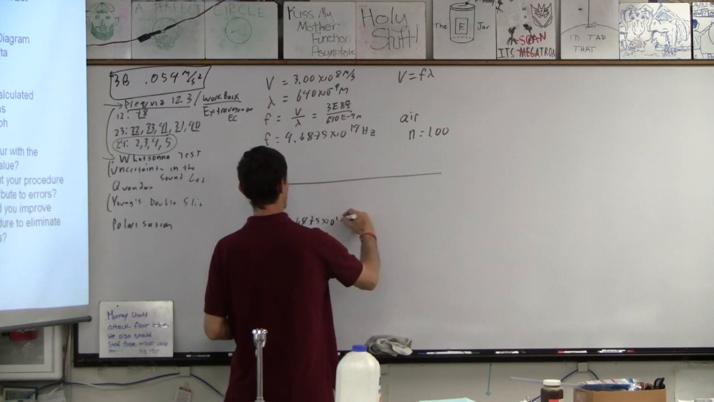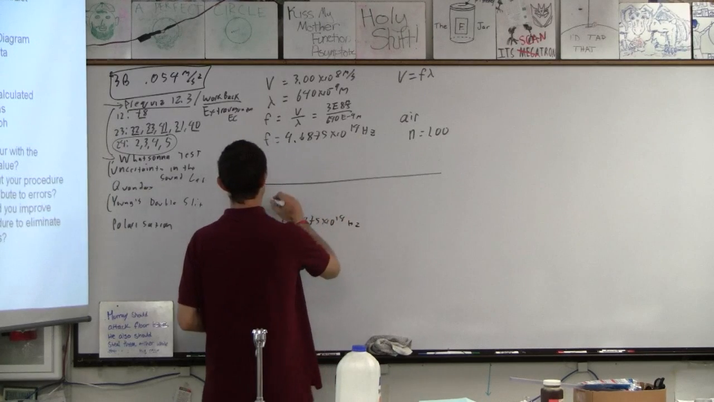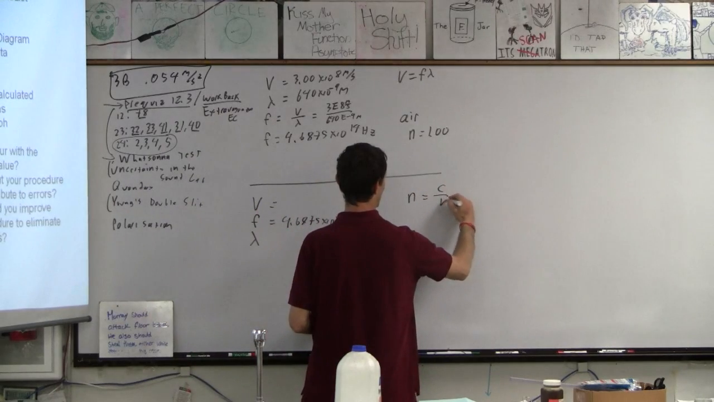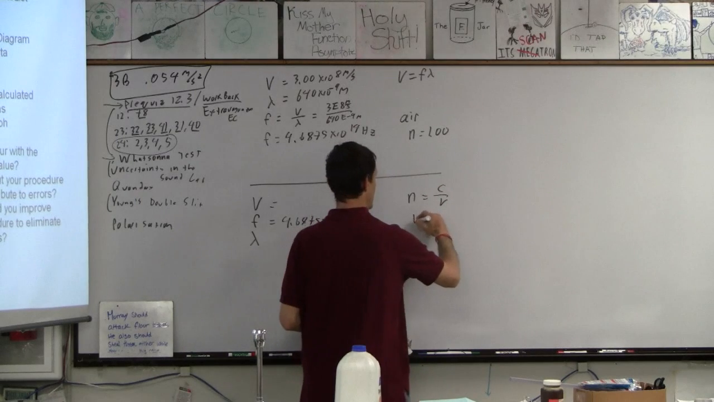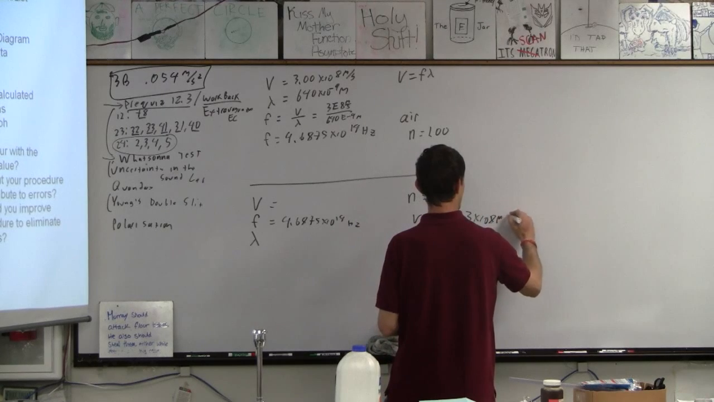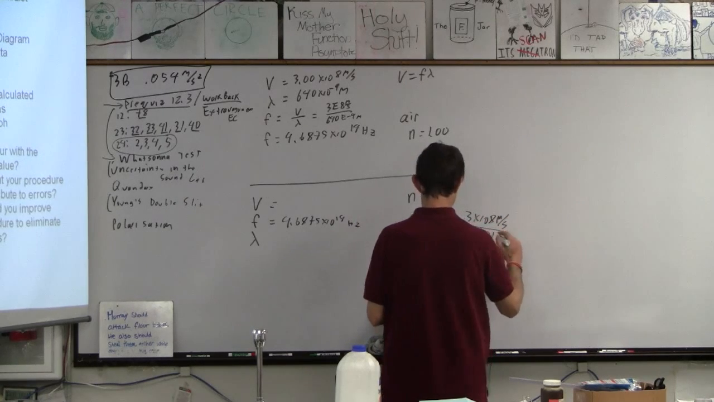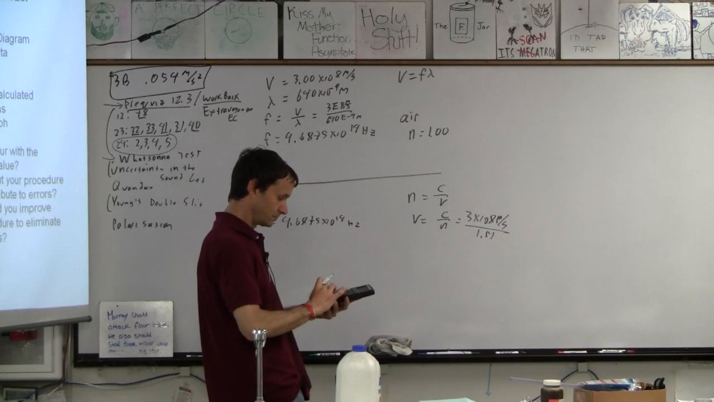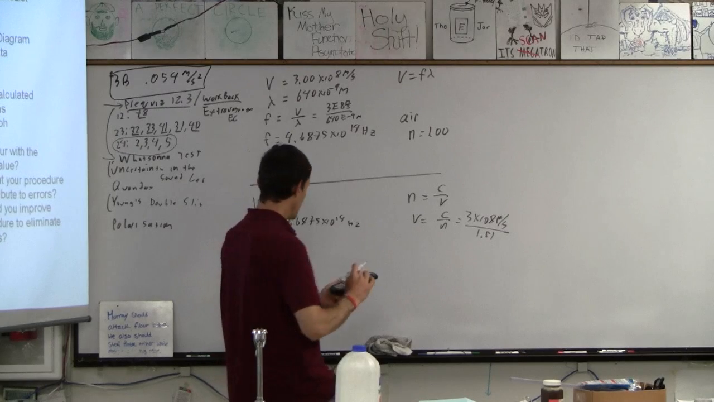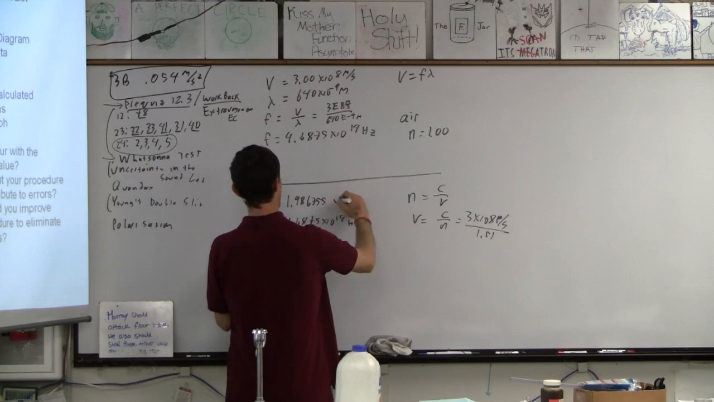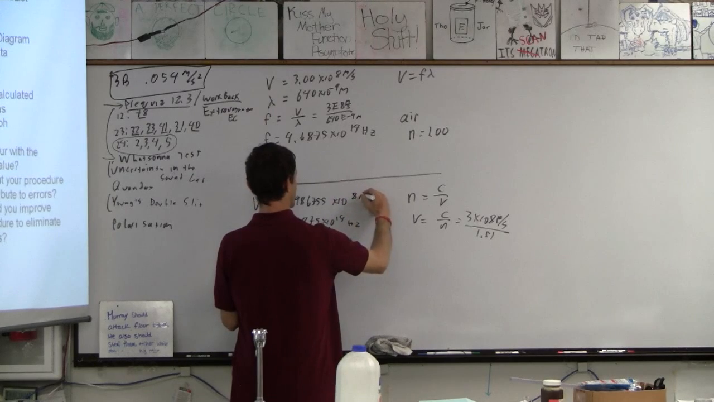So the frequency has to be 4.6875 times 10 to the 14th hertz, right? The velocity is going to be somewhat slower. And so I'm going to use the formula n is c over v. So therefore, v is c over n, right? So it's 3 times 10 to the 8th meters per second divided by 1.51. And you get the velocity is 1.98675 times 10 to the 8th meters per second.